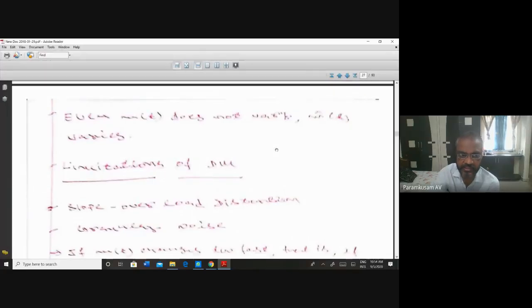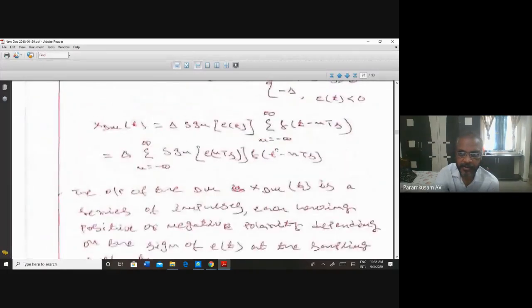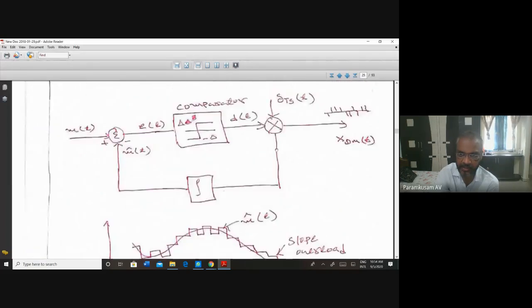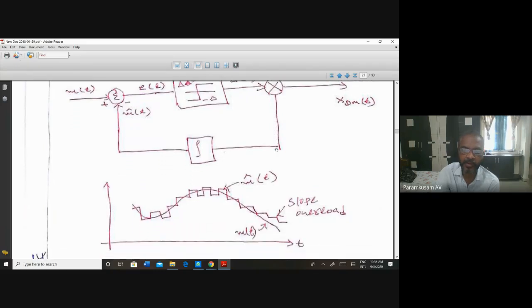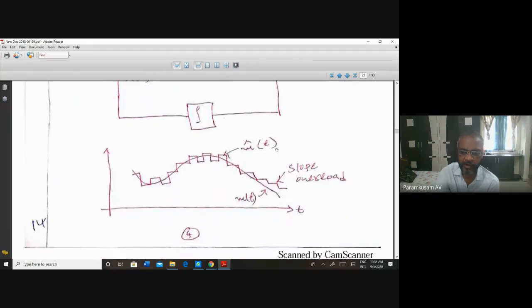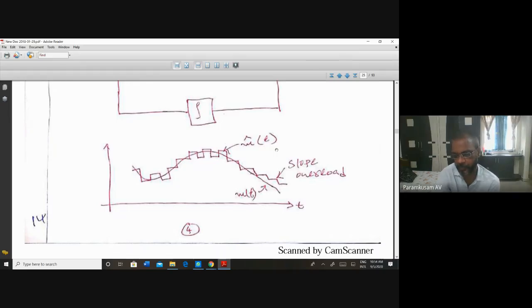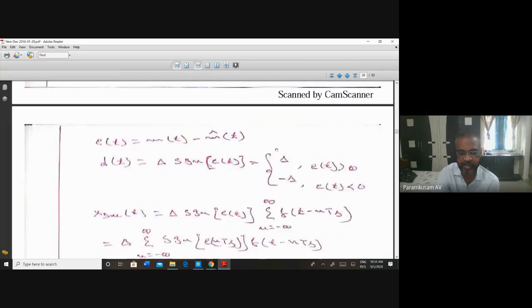What we have discussed yesterday regarding delta modulation. What is delta modulation? Delta modulation is a DPCM technique, a single bit DPCM, differential pulse code modulation. Here we have discussed how m cap of t follows the m of t. That we have discussed in the previous class.